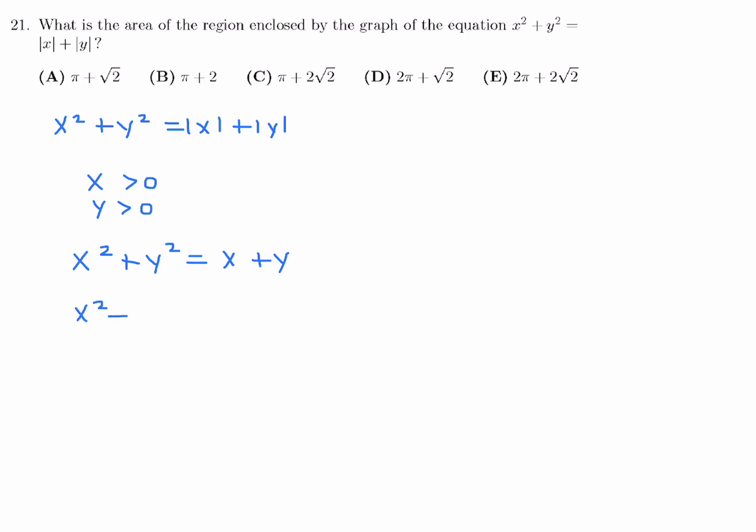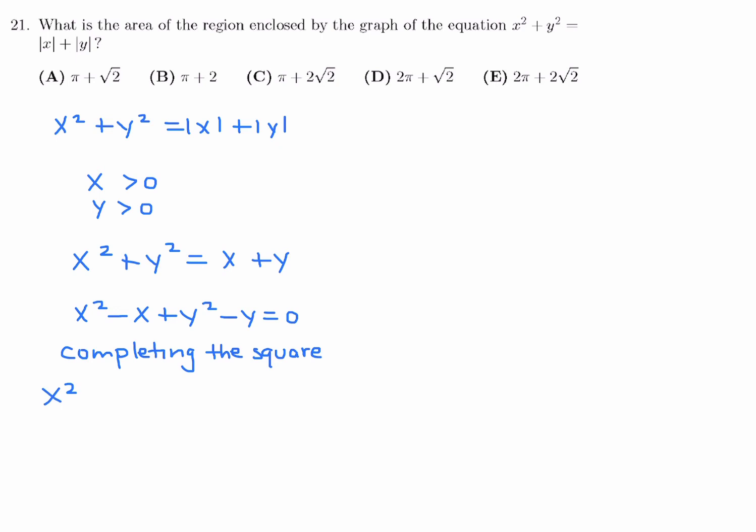This, if you put it all on one side, becomes x squared minus x plus y squared minus y is equal to 0. And at this point, I'll do something called completing the square, and completing the square will allow me to graph this equation. It'll be a little bit more helpful.